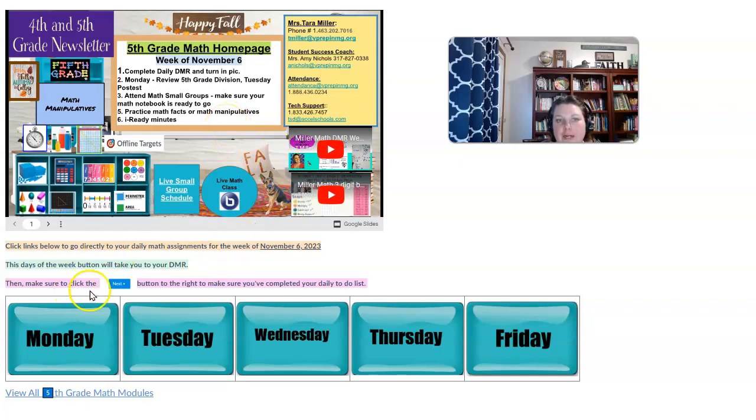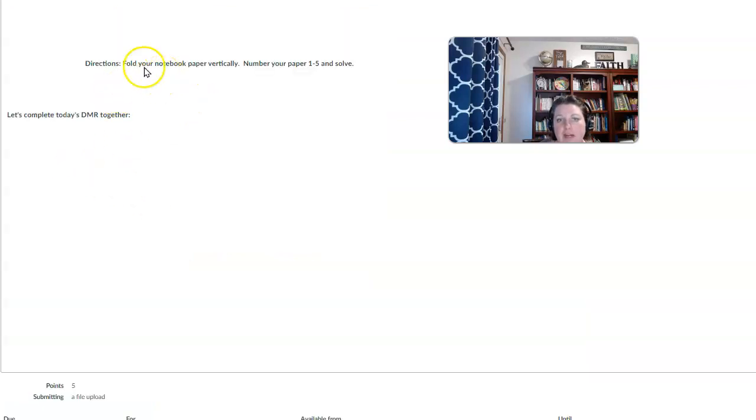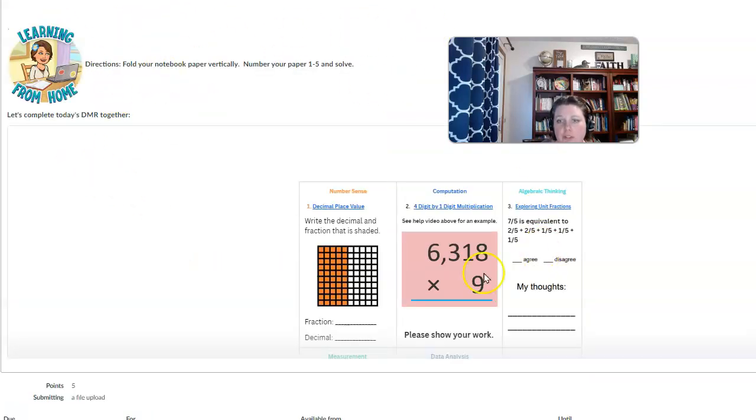4th and 5th grade math DMR for the week of November 6, 2023. The days of the week buttons will take you directly to your module. Just make sure that within the module you click the next button to the right to make sure that you've completed your daily to-do list. So starting with Monday, that's where you'll find your first math DMR.